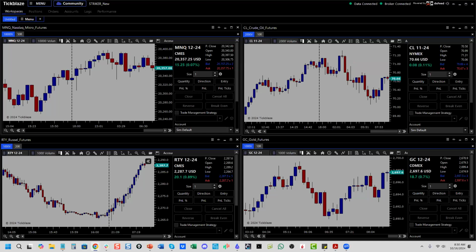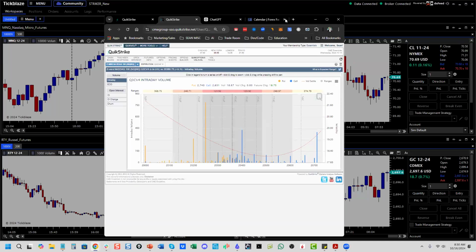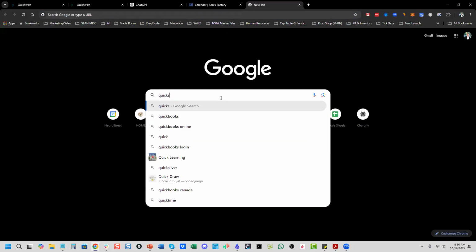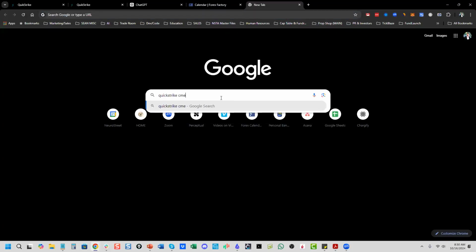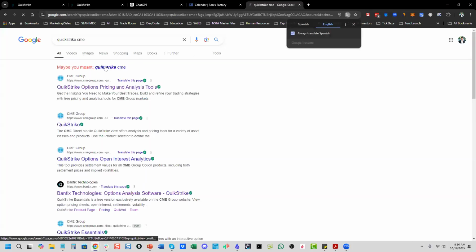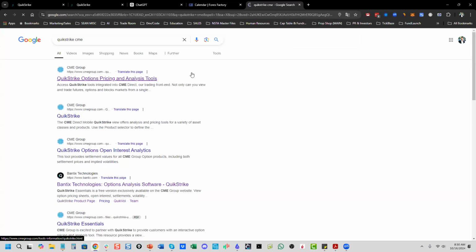Okay, so before we do anything, I want you to just Google Quick Strike. So when you go to the CME, the Chicago Mercantile Exchange, they actually have two versions of this. So you understand, you're going to see down here, you're going to see Bantix Technology. Bantix Technology is their, you know, top-notch version of this.